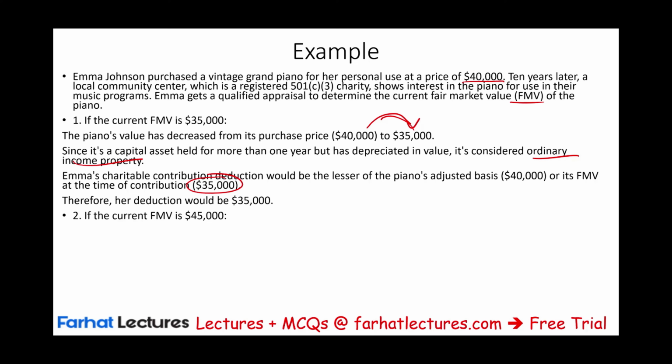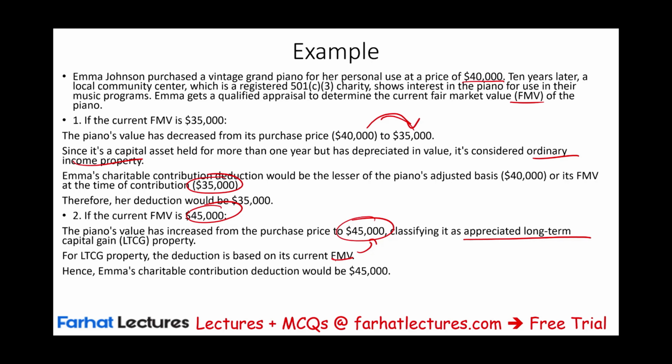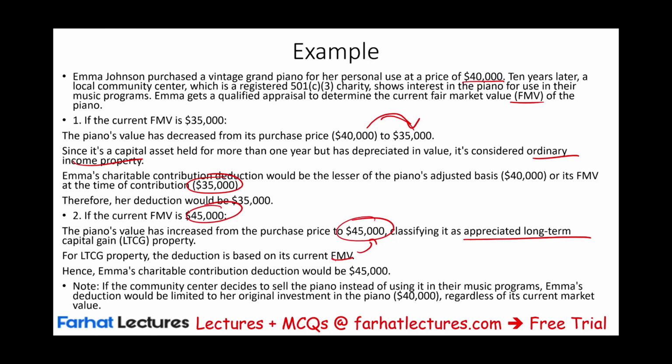Let's assume the fair market value is $45,000. Well, the piano has increased from $40,000 to $45,000, classifying it as long-term capital gain property. Under those circumstances, she can take the fair market value, which is $45,000. Therefore, her total contribution is $45,000. Now, bear in mind, the goal of the charity is to use it in their music program. This is scenario 1 and scenario 2. If they sell it, she's limited to $40,000, her basis.